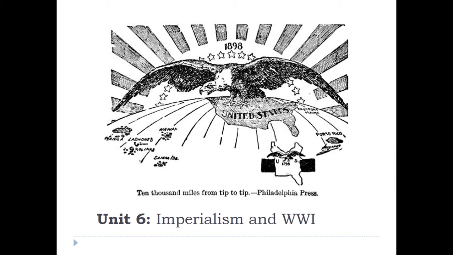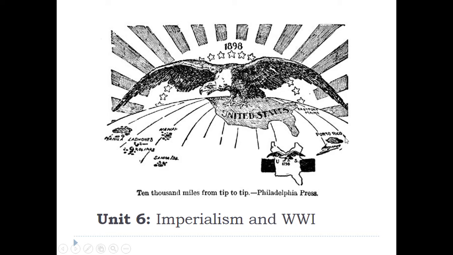This new unit is all about imperialism and World War I. And this cartoon explains a lot about what we're going to get into today. You see the giant eagle represents the United States, and it's got its wings spread. The caption says 10,000 miles from tip to tip. From the left wing to the right wing, the eagle is covering all the territory that's come under the control of the United States by the year 1898.